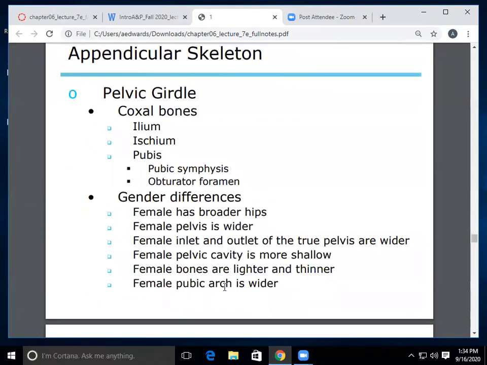All right, so we'll get into the pelvic girdle on Monday. Let's go ahead and do our exit tickets.